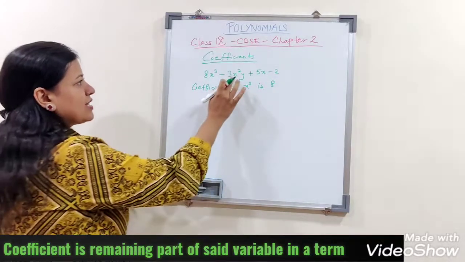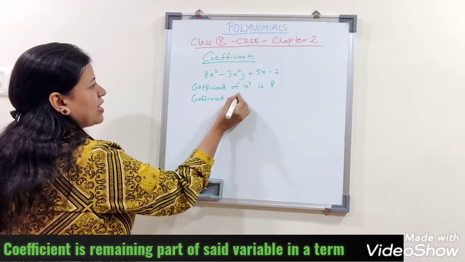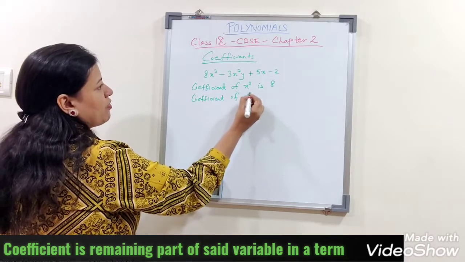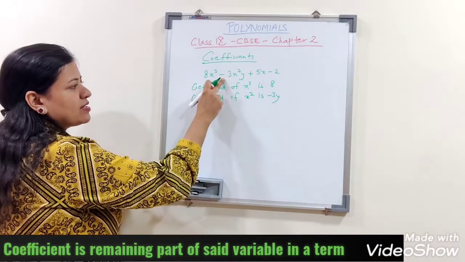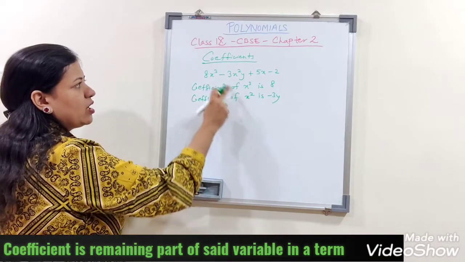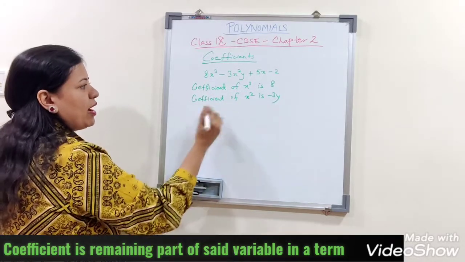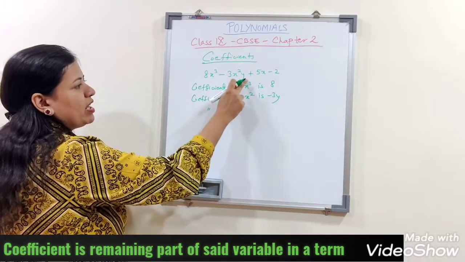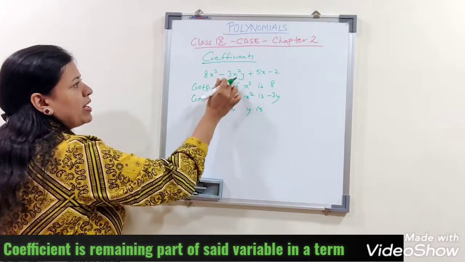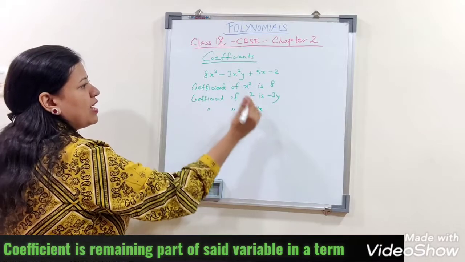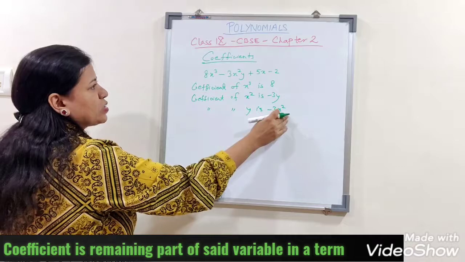So similarly, in the second term, there are two variables involved. So first we will take say x squared. Then the coefficient of x squared is what? Minus 3y. So we also have to consider the sign while writing the coefficient. We cannot ignore the sign over here. So coefficient of x squared becomes minus 3y. Similarly, there is one more variable involved over here, which is y. So the coefficient of y is the remaining part. What remains is minus 3x squared. So the coefficient of y becomes minus 3x squared.